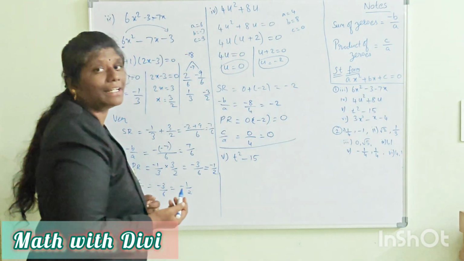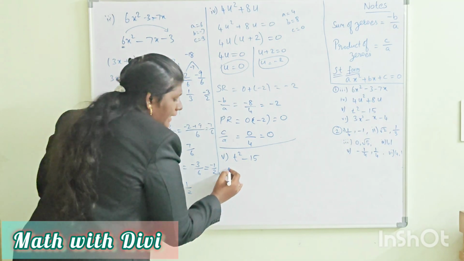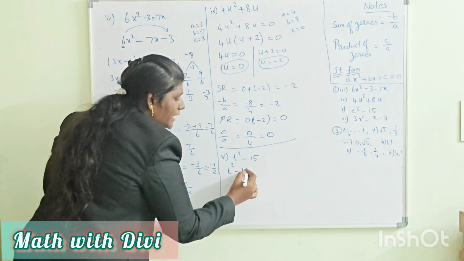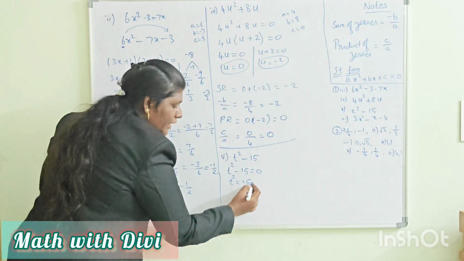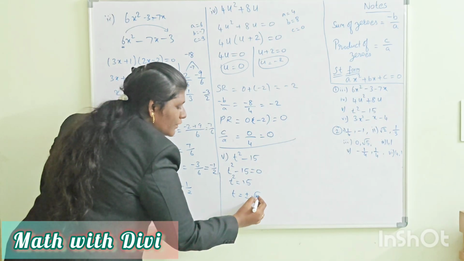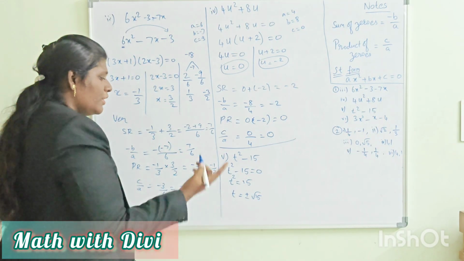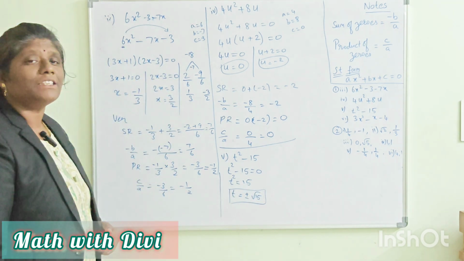The middle part is not available, which means it is very simple for us. See, t square minus 15 is equal to 0. T square is equal to 15. T is equal to plus or minus root 15. That's it, the t value. We have two values: one is plus root 15, another one is minus root 15.